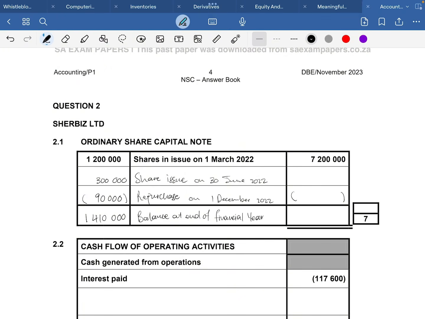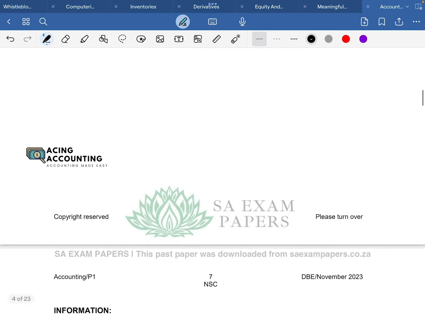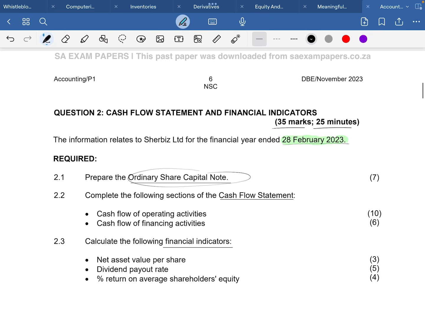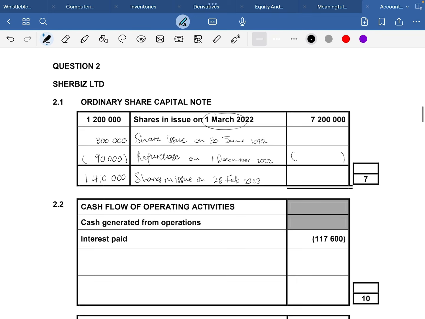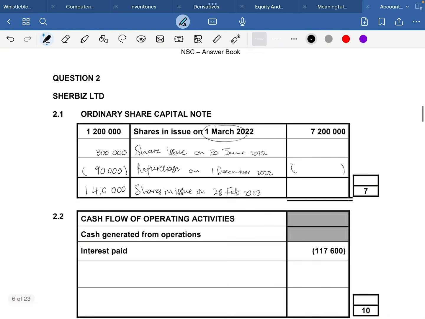or you could say okay, let's just make sure this is accurate. You could say shares in issue on, so if our year began on, okay, that's 28 Feb 2023. Okay, let's just confirm our year end. Yes, this is 2023, correct. So now it's all onto the amounts. We are just supposed to calculate our amount here.